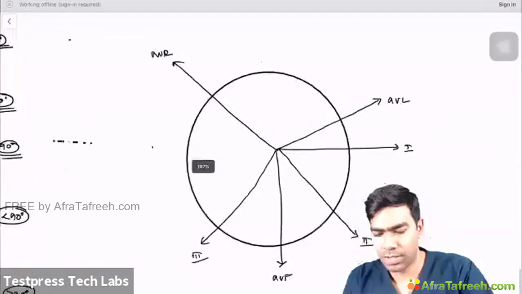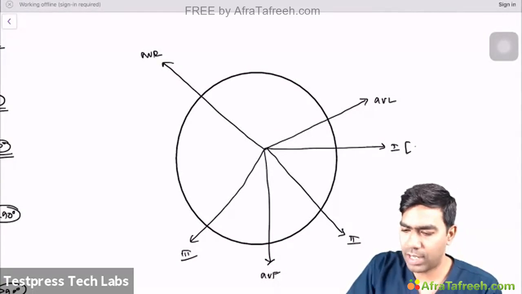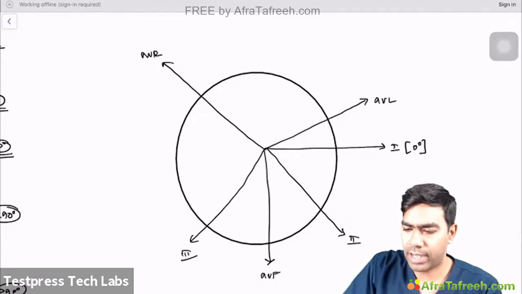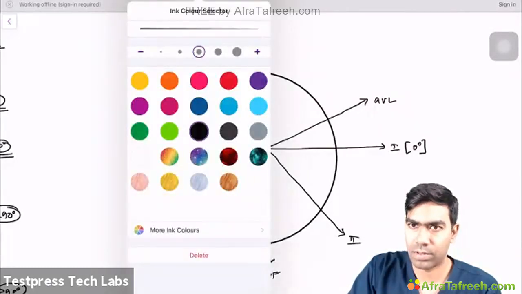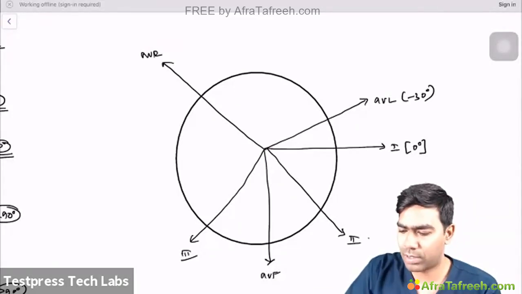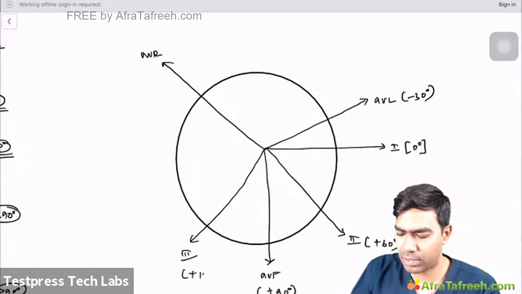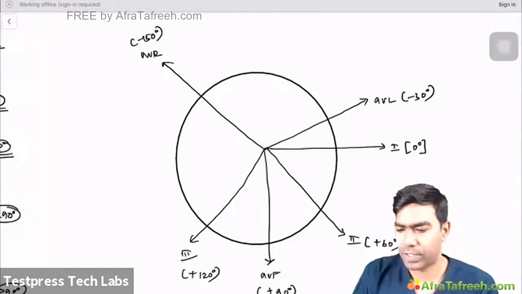So with this understanding, it's better that we discuss the angles also. Lead 1 is at 0 degrees, we know that it's straight, parallel, and lead aVL is at minus 30 degrees, because it's a little anti-clockwise. Lead 2 is plus 60 degrees, lead aVF is plus 90 degrees, you know that, and lead 3 is plus 120 degrees, and lead aVR is at minus 150 degrees. So it's anti-clockwise, so again it is at minus 150 degrees.